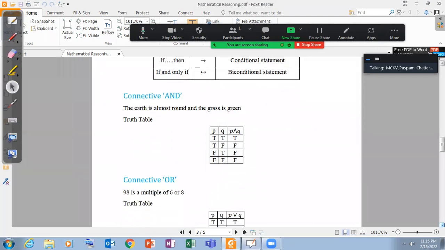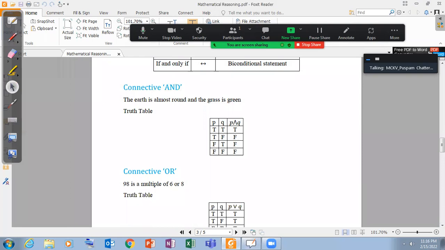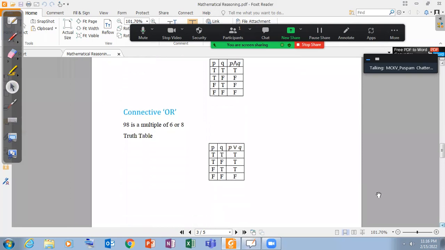Connective "or". 98 is a multiple of 6 or 8. In this case, if both are true, of course it will be true. If any one of them is true, then it has to be true. So either 6 or 8, if any one of them is true, then the statement is true. But if both of them are false, then it is only false. So how do we remember? If any one of them is true, then the "or" is true.